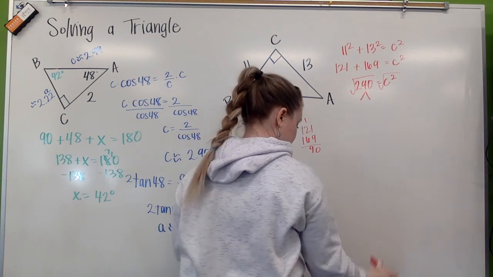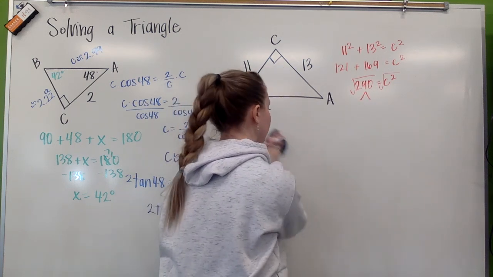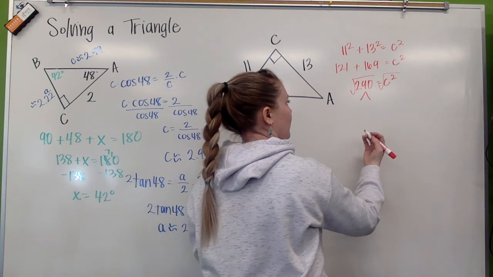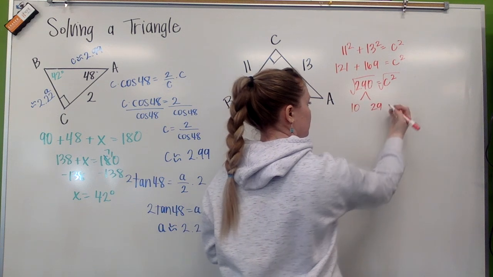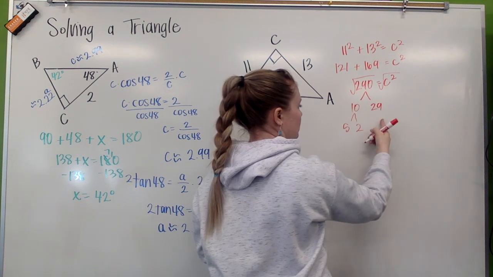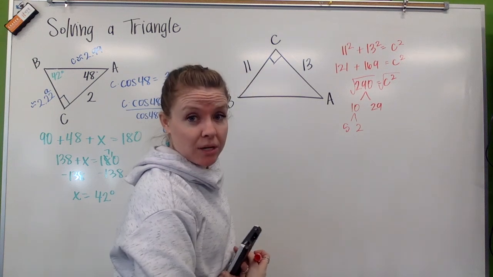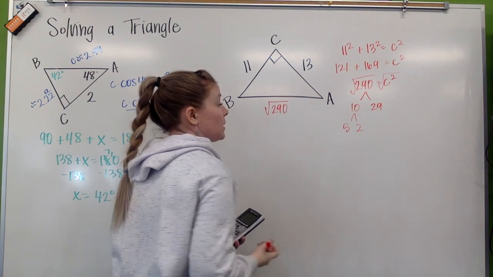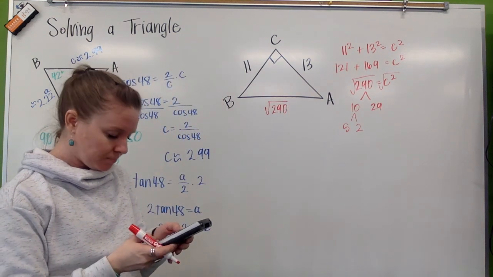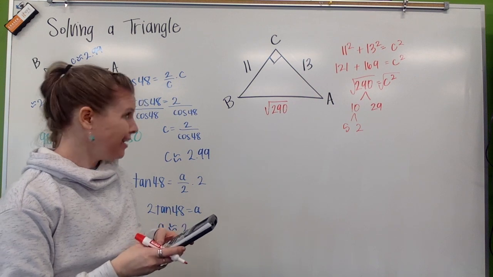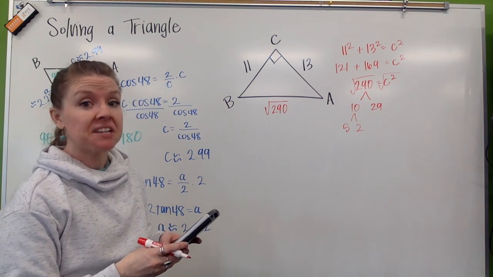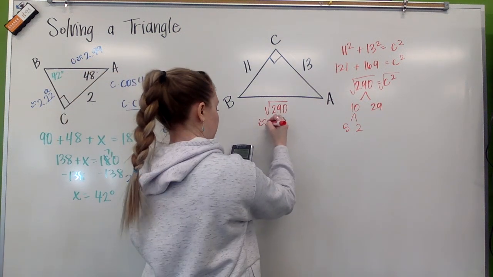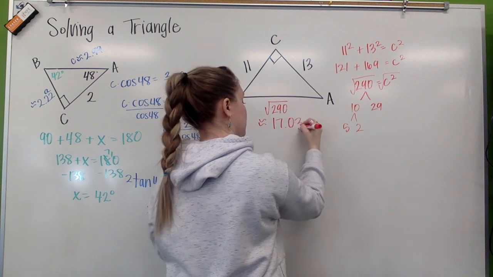If we were to try to keep this as exact as possible, we can try to simplify here. Let's say this is 10 and 29, and this is 5 and 2. I don't think anything goes into 29. I'm pretty sure that's prime. So I think that is as nice as that is going to be. But if we wanted an estimate, because if you're building something, you're not going to tell someone it's the square root of 290. That means nothing. Our hypotenuse here is about 17.03.